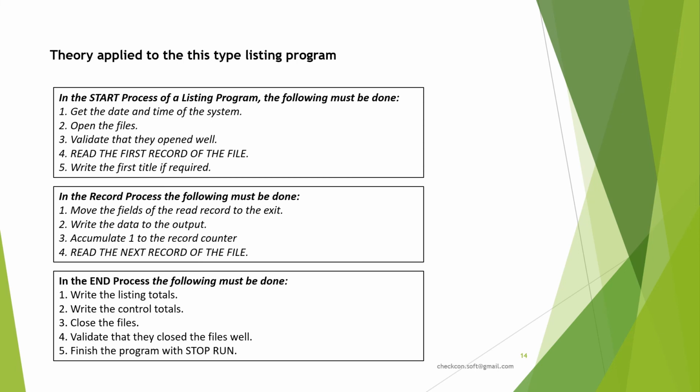In the end process, the following must be done. 1. Write the listing totals. 2. Write the control totals. 3. Close the files. 4. Validate that the files closed well. 5. Finish the program with stop run.